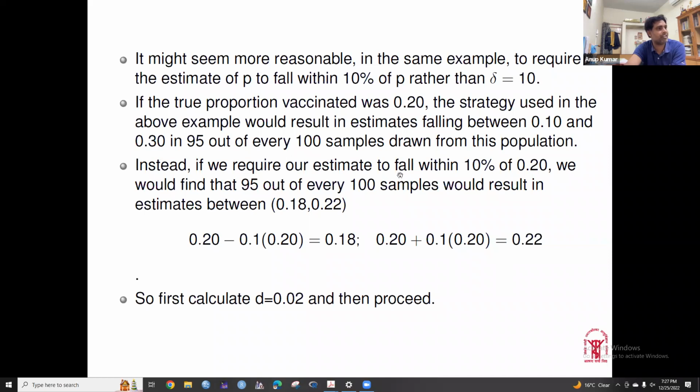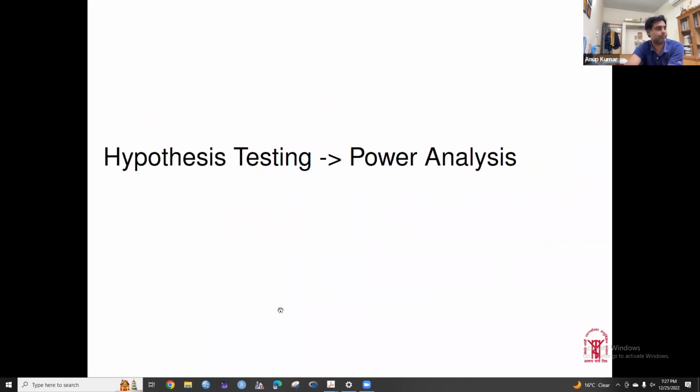Instead, if we require our estimate to fall within 10% of 0.20, then we would find that 95 out of every 100 samples would result in an estimate between 0.18 and 0.22. Because 10% of 0.2 is 0.02, so 0.2 plus 0.02 and 0.2 minus 0.02. Okay. So first calculate this D and then proceed.